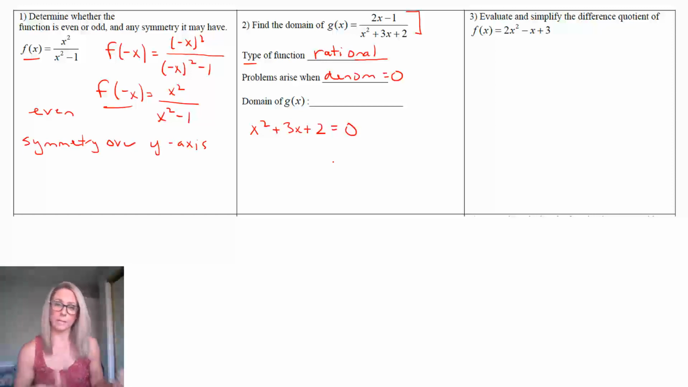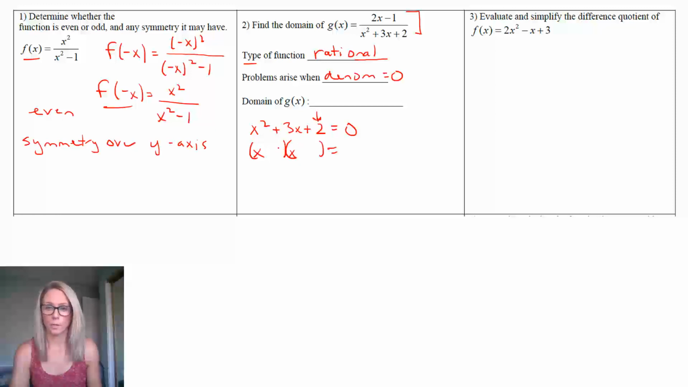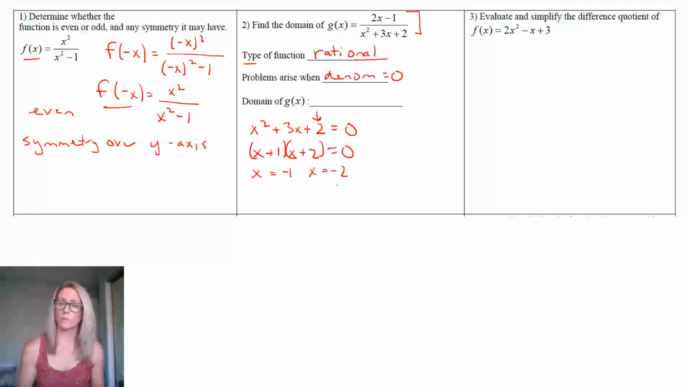Hopefully you recognize this as a quadratic equation and it needs to be factored. So we have x. There's only one way to get two numbers multiplied together that get 2, which is 1 and 2. Everything here is positive. So that tells us that either x equals -1 or x equals -2. Those are the two values that make the denominator 0. So those are the two values that, if we plug them into this function g of x, we are going to get a problem. We're going to get division by 0.